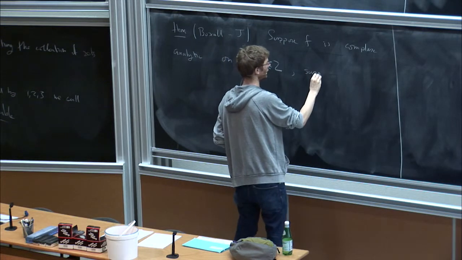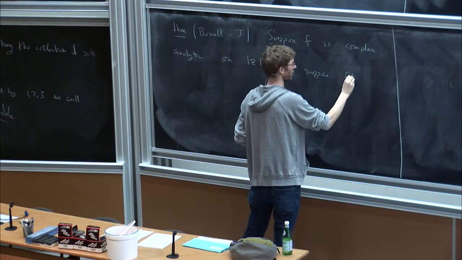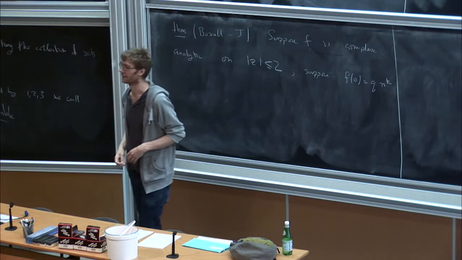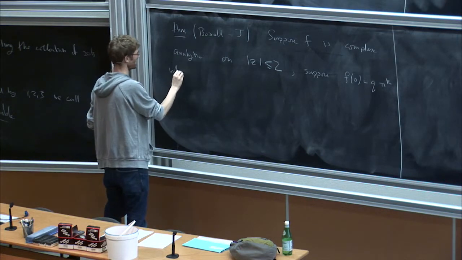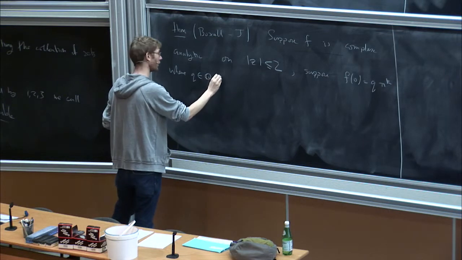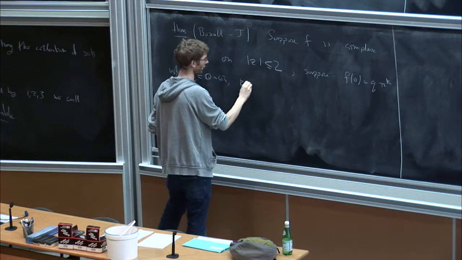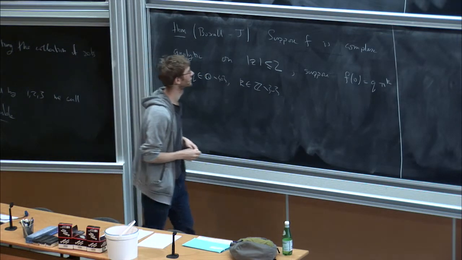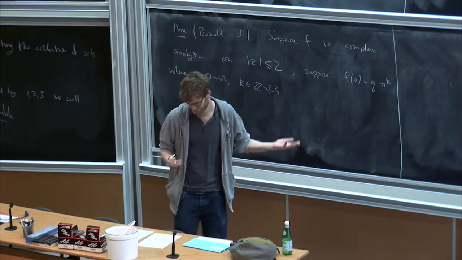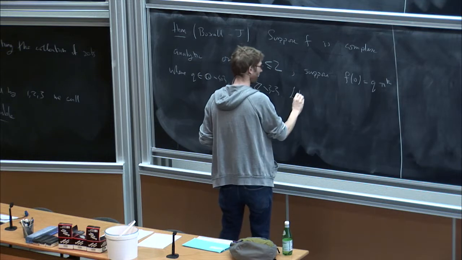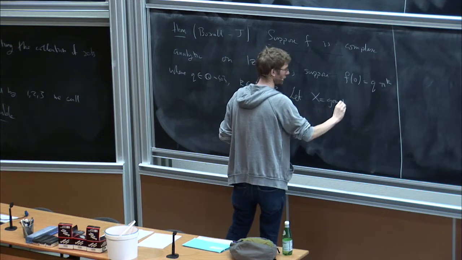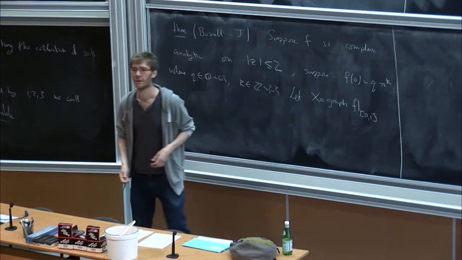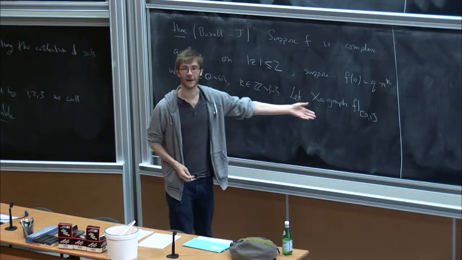And suppose f of 0 is q times pi to the k, where q is a non-zero rational and k is a non-zero integer. So this is quite an odd assumption, but let's take X to be the graph of f restricted to [0, 1]. So this is a restricted analytic function, right?